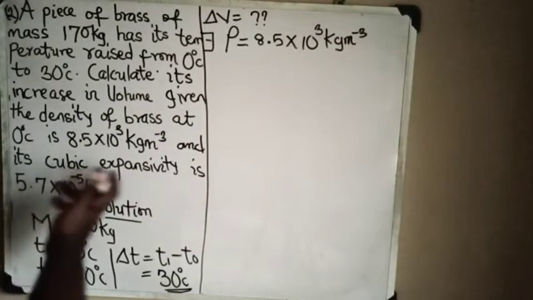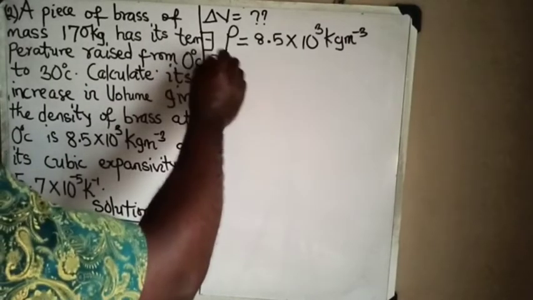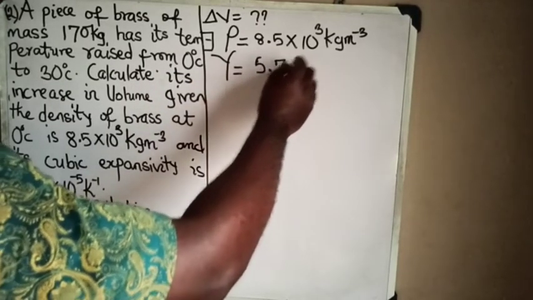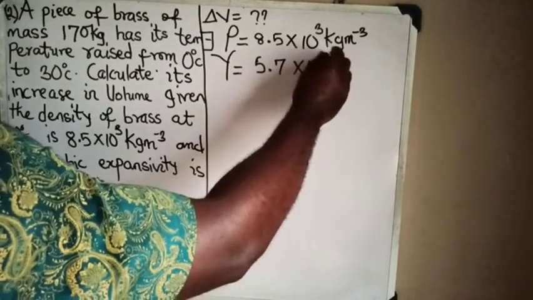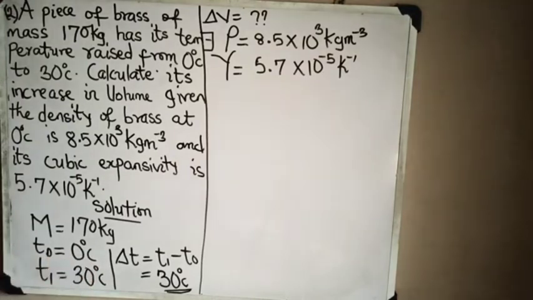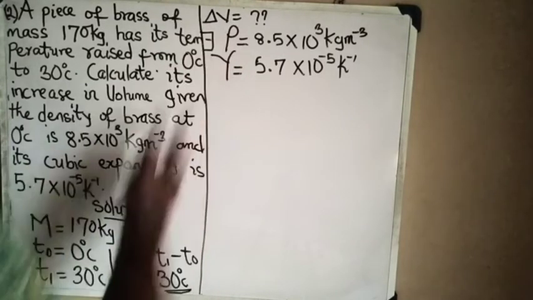Okay, let me finish up the question. If the cubic expansivity, that's gamma, is 5.7 times 10 to the power of negative 5 per Kelvin. Now here, we were not given the initial volume, but we have a change in temperature, we have a change in volume which we are to look for, we have a cubic expansivity, but we don't know the initial volume that will enable us to solve for the change in volume.